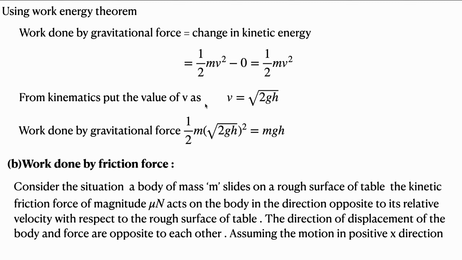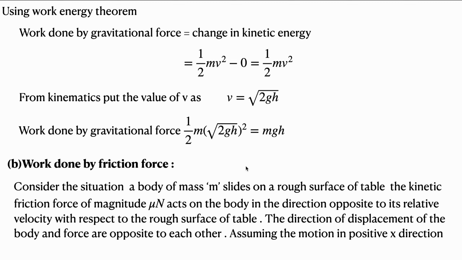And from kinematics we know that the velocity v equals root 2 gh. So if we put the value of velocity v as root 2 gh, we will get the gravitational force work done equals half m root 2 gh whole square, which equals mgh. Now let's take another example of constant force, which is frictional force, or kinetic frictional force rather.